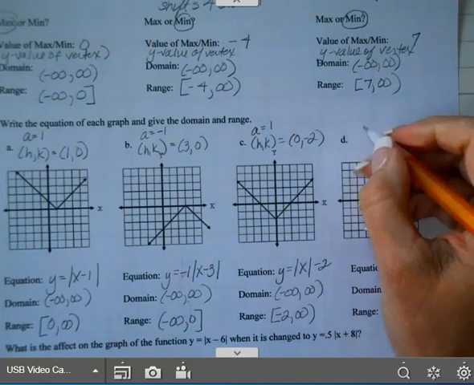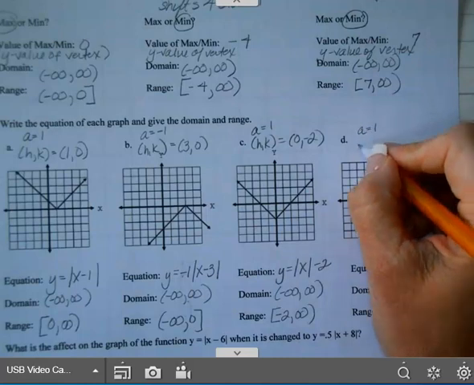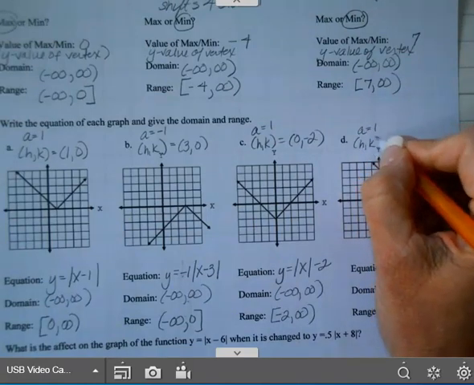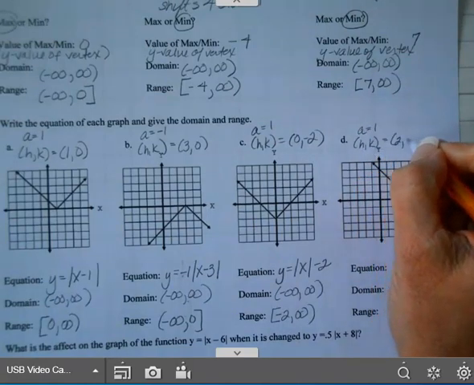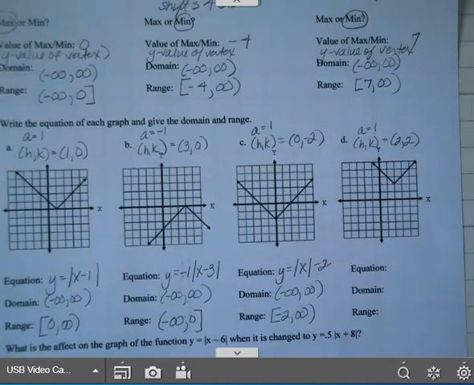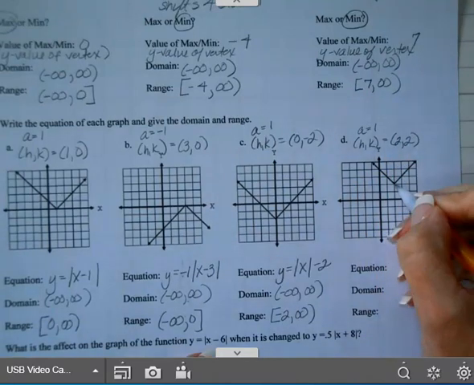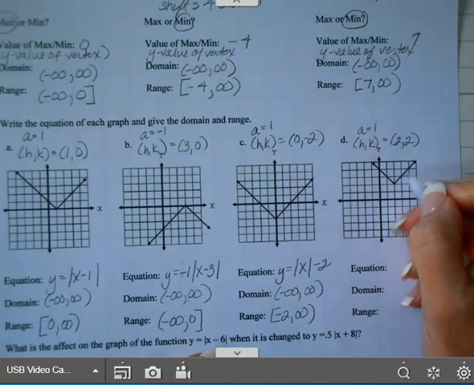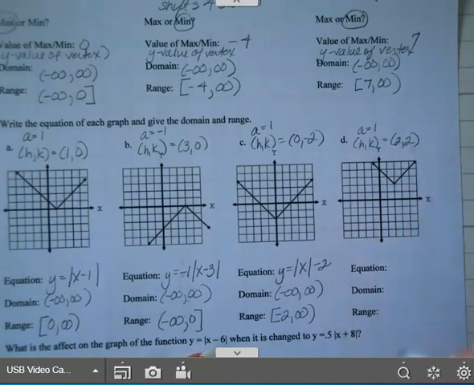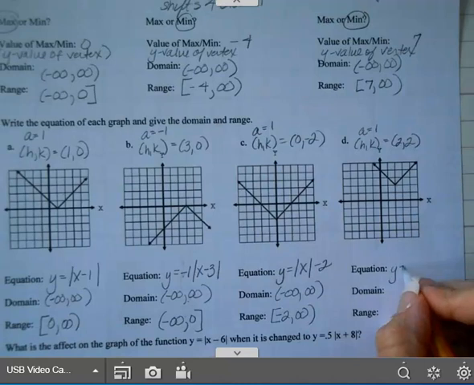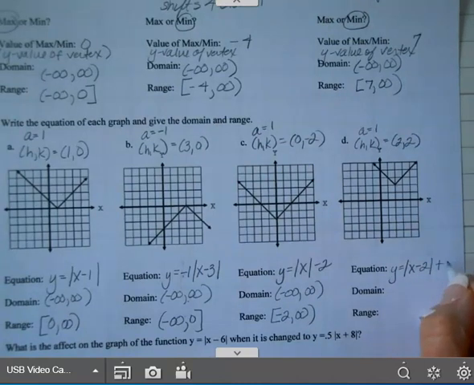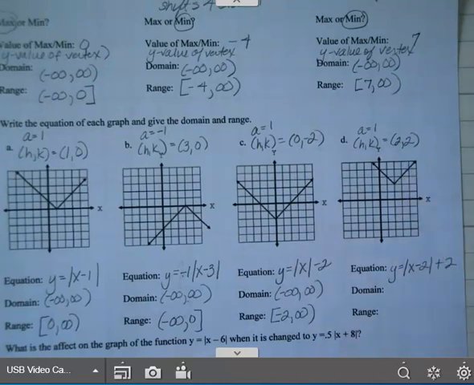On the next one, A is 1. H, K is 2, 2. So that's my vertex. So A was going up 1, right 1, up 1, right 1. And your vertex is 2, 2. Your equation is y equals the absolute value of x minus 2, plus 2. So you're plugging in your A, H, and K.